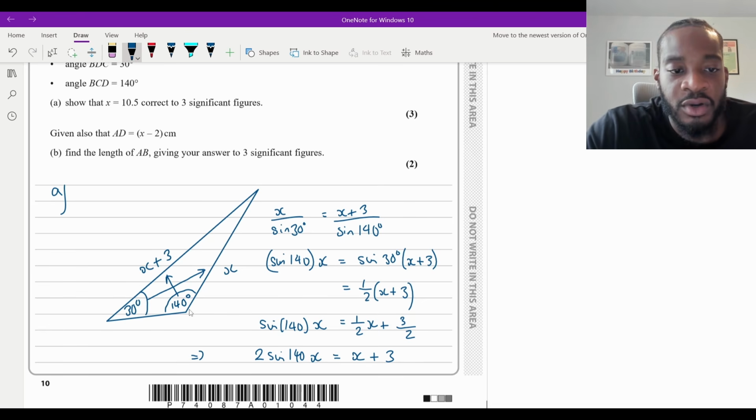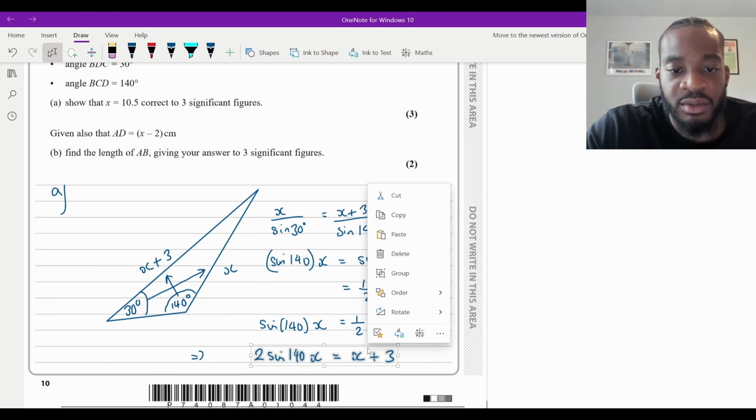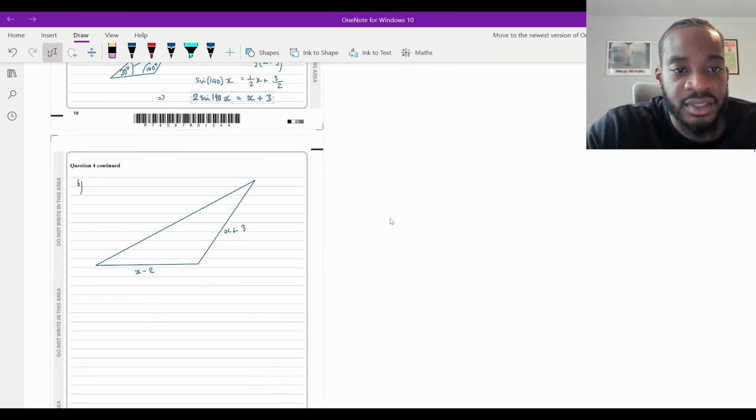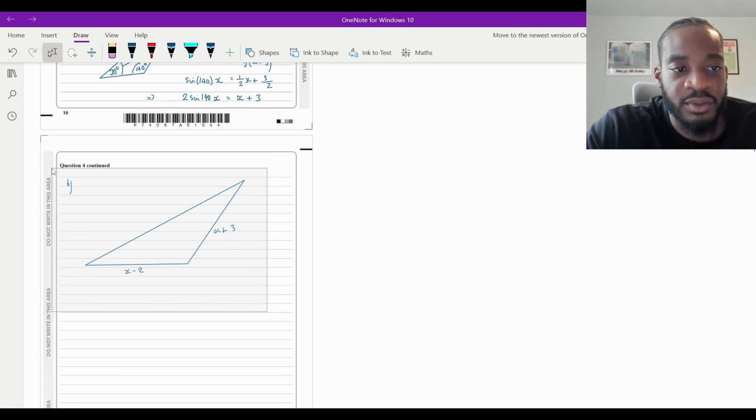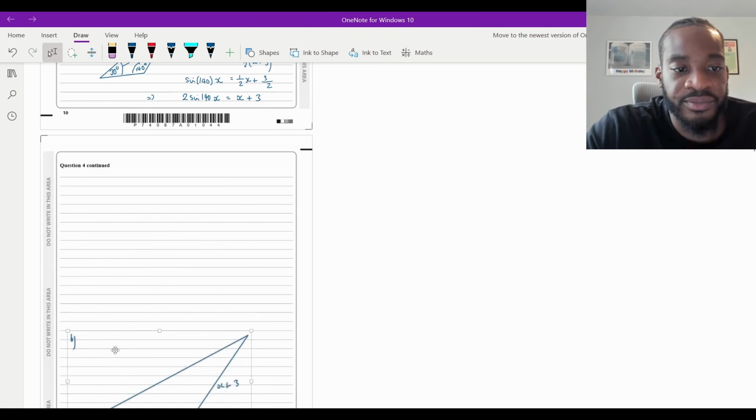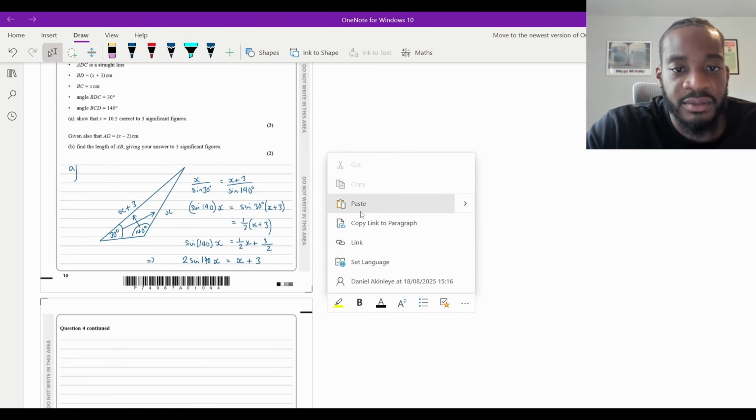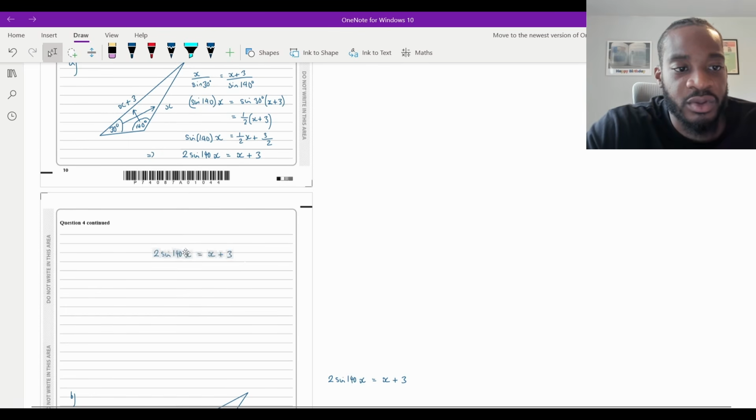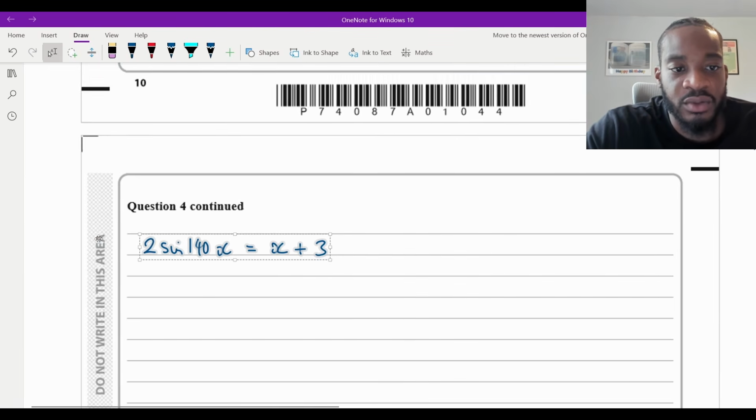So I'm going to move this on to the next page. I think I've got the diagram for part B on there, so I'll have to move it down a bit. Just give me a second. Yeah, this is part B. So let me just move this down a bit, like there. And then I'll put this there. And then now we're just solving this, aren't we? So we're nearly done.